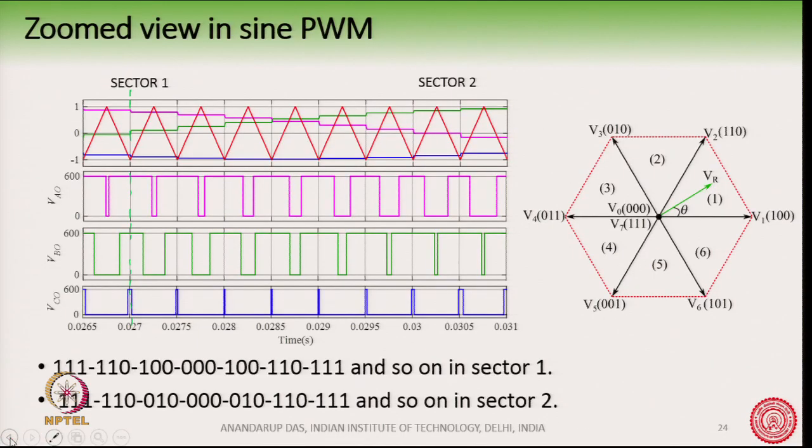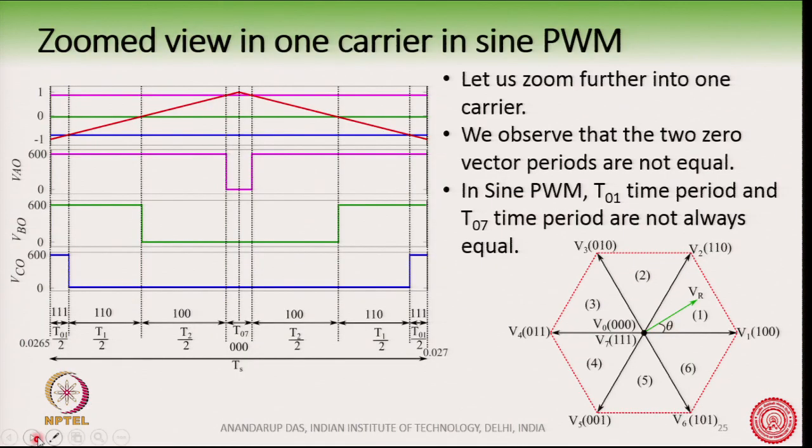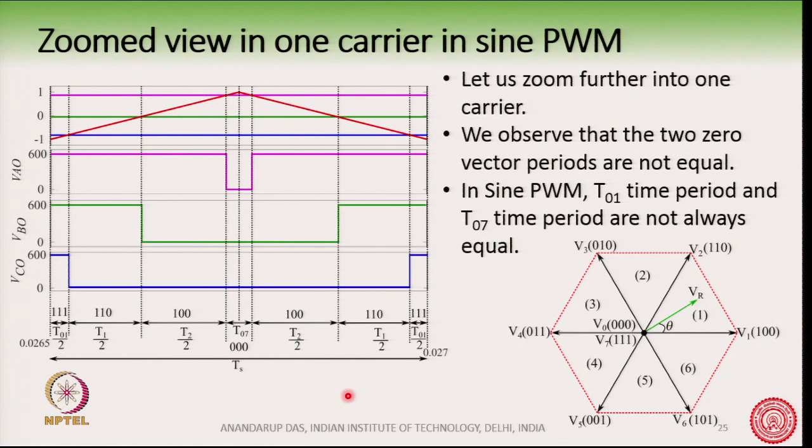Let us zoom in further into one carrier. So, this is that carrier, and you have the three modulating waveforms, A phase, B phase and C phase here. The A phase waveform and the C phase waveform are positioned in sine PWM in such a way that it is not always that T01 and T07, that is the first and the last 0 vectors in a cycle, are equal. It is not the case in sine PWM.